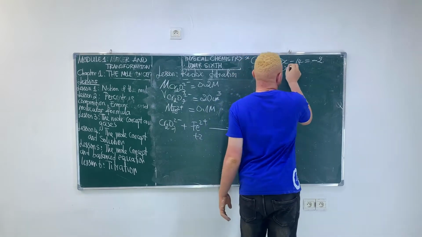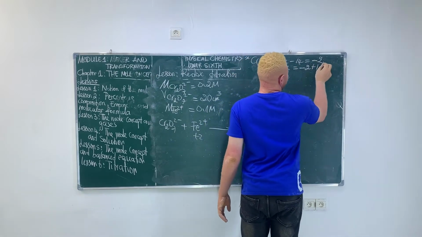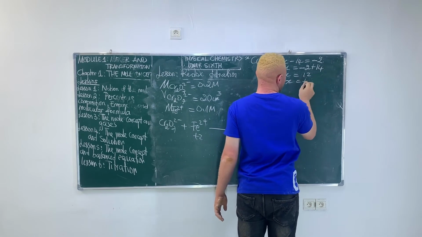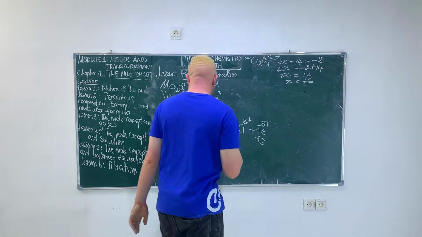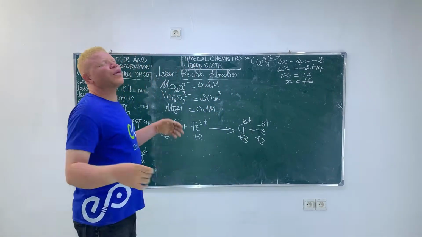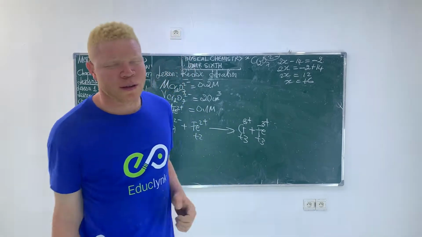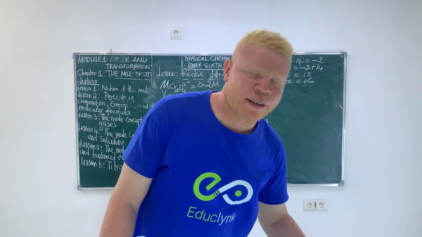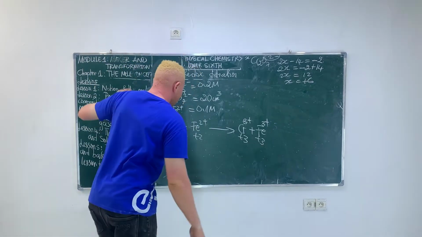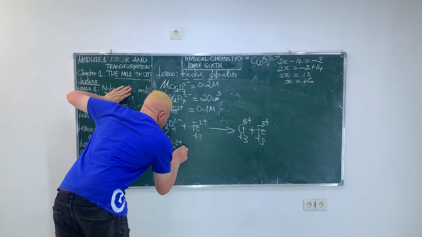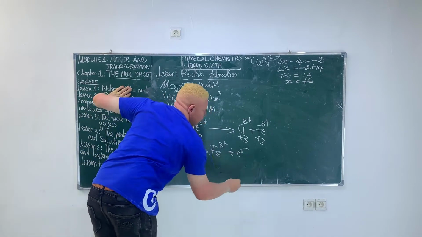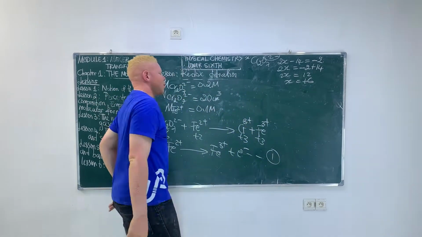2x minus 14 equals minus 2, so 2x equals 12, and x is plus 6. Here chromium goes to plus 3. We can now write our redox half equations. We see that the iron is oxidized from plus 2 to plus 3: Fe2+ is oxidized to Fe3+ plus e-. We call that equation 1.